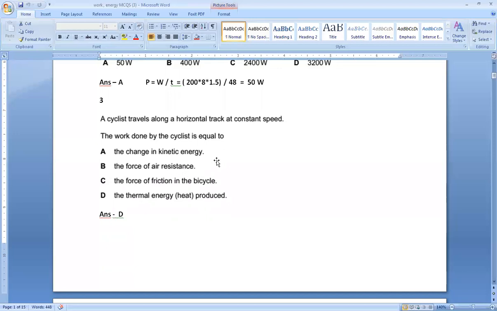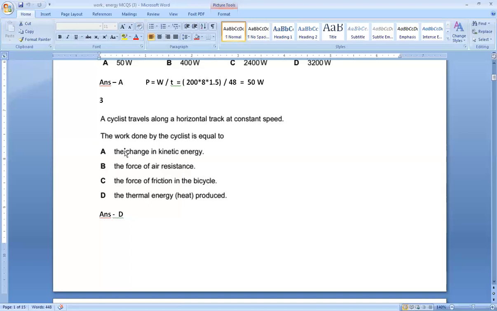actually the effort that is applied will be converted into heat. The change in kinetic energy means mass change, velocity change. There is no change in velocity or mass, so it means there is no change in kinetic energy. Force of air resistance, work done cannot be equal to force. Work done can be equal to energy, because work done and energy both are calculated in joules. So work done can be equal to energy, but it cannot be equal to a force.